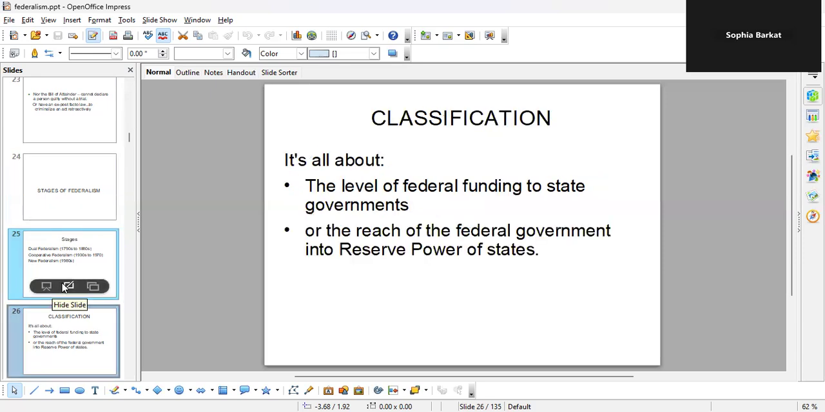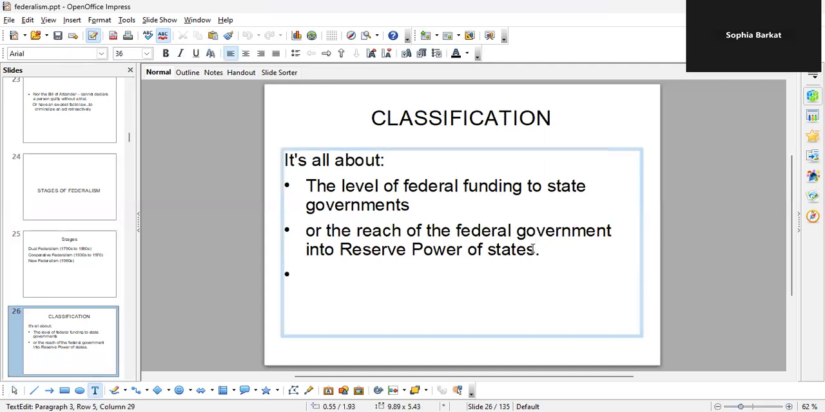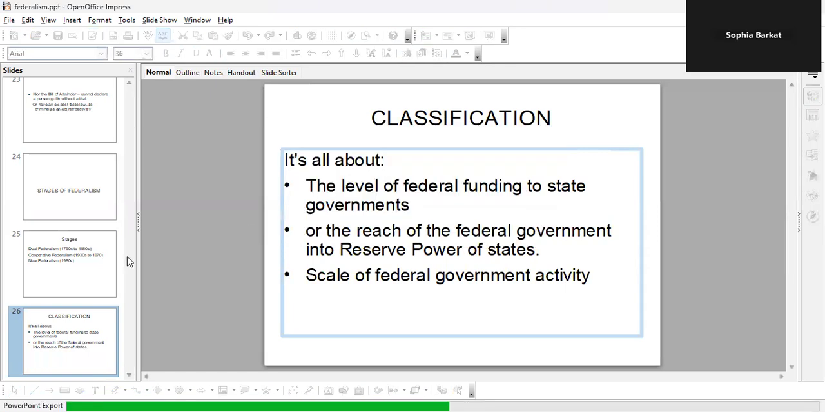So classification, how do we classify these? Basically, these are classified based on the level of federal funding to state governments, and two, the reach of the federal government into reserve power of states. But you can also talk about the scale of federal government activity as well. What did that look like? And we'll talk a little bit about that.